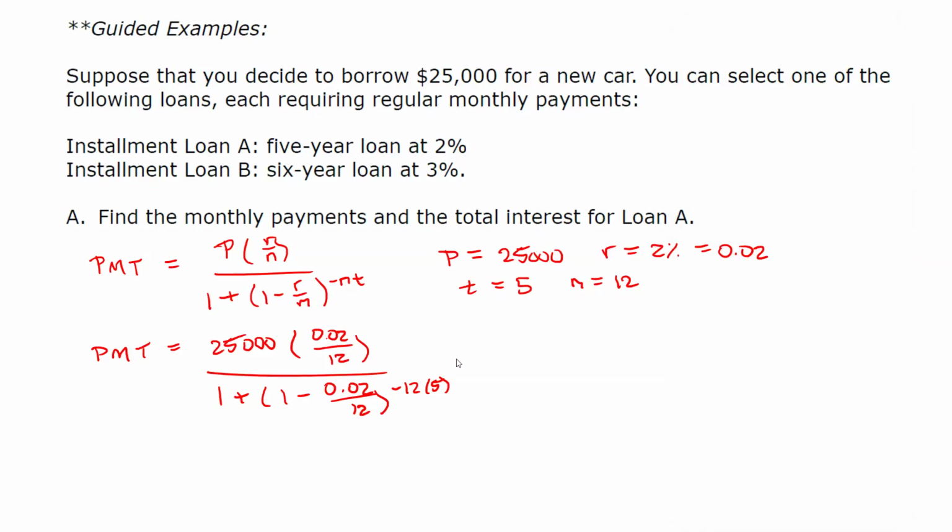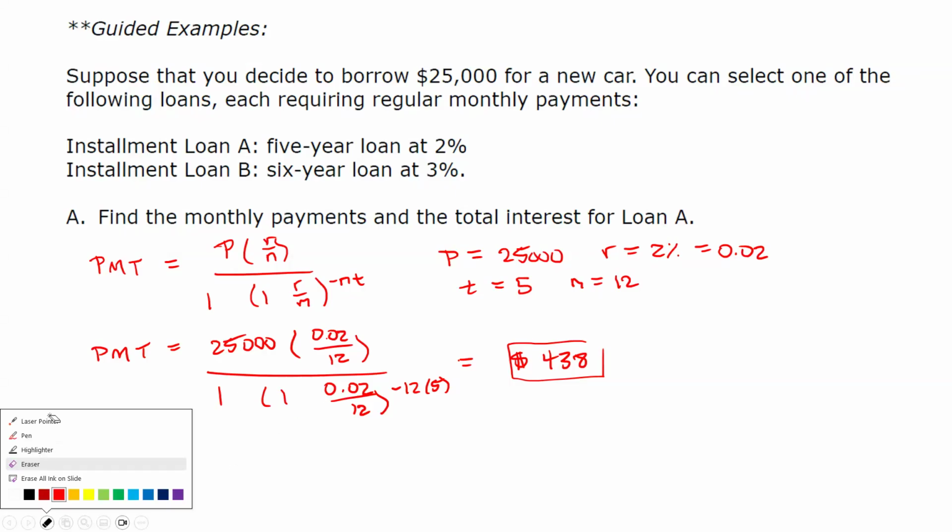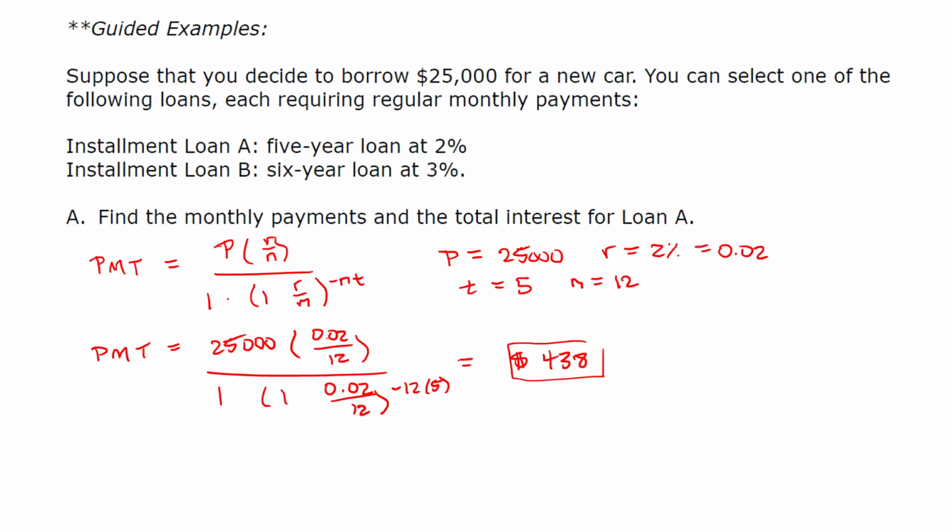So let's go back here. That would be 438 rounded to the nearest dollar. So let's fix our formulas here. I accidentally switched those. So it should be minus, plus, minus, plus. There we go. All right, so we found the monthly payments.